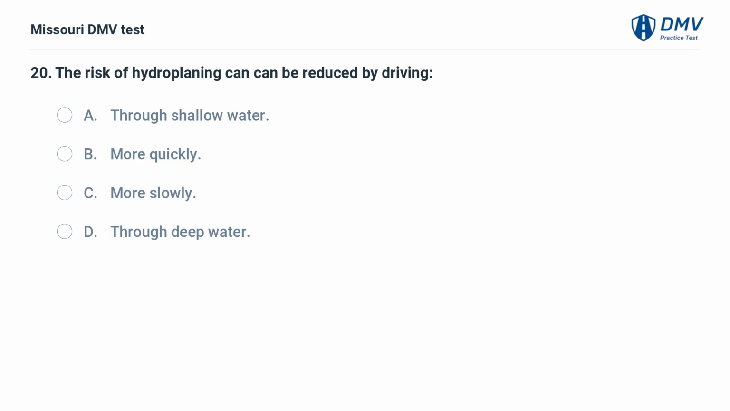The risk of hydroplaning can be reduced by driving: A. Through shallow water. B. More quickly. C. More slowly. D. Through deep water.